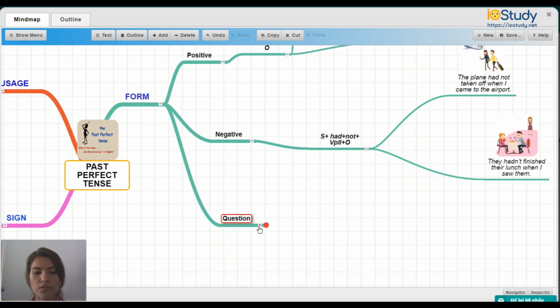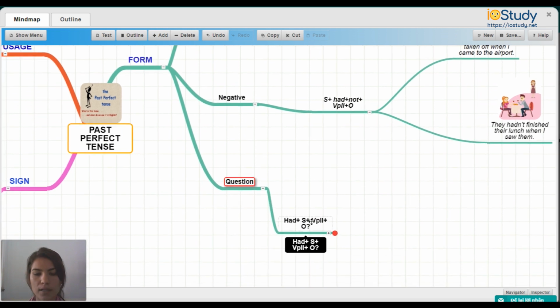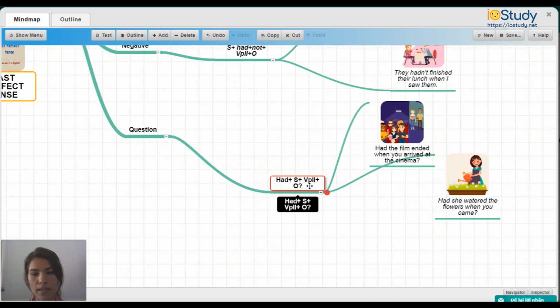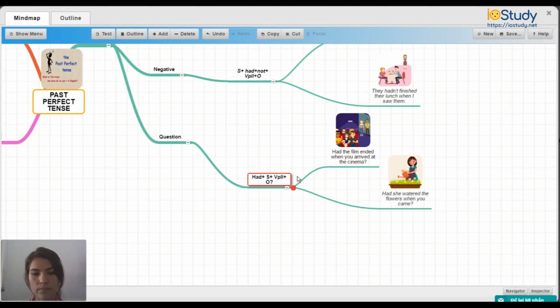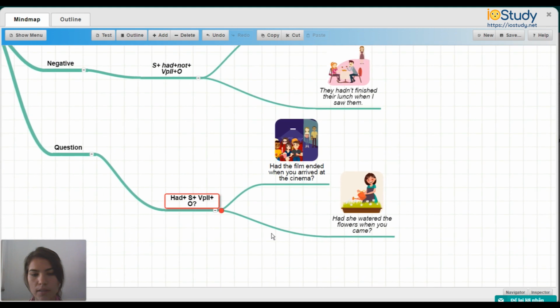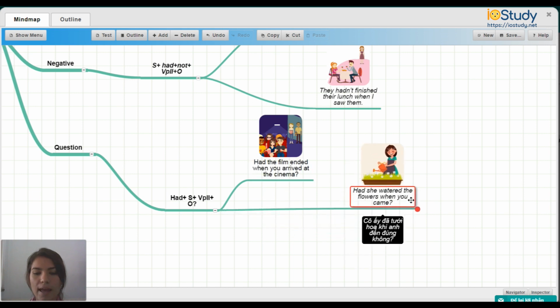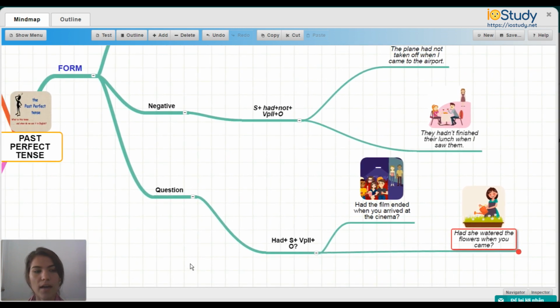Let's go on to the question form. So here's the form. Had plus subject plus verb past participle plus object question mark. Here are the examples. Had the film ended when you arrived at the cinema? And had she watered the flowers when you came? So these are both the question form, as you can see, of the past perfect tense.